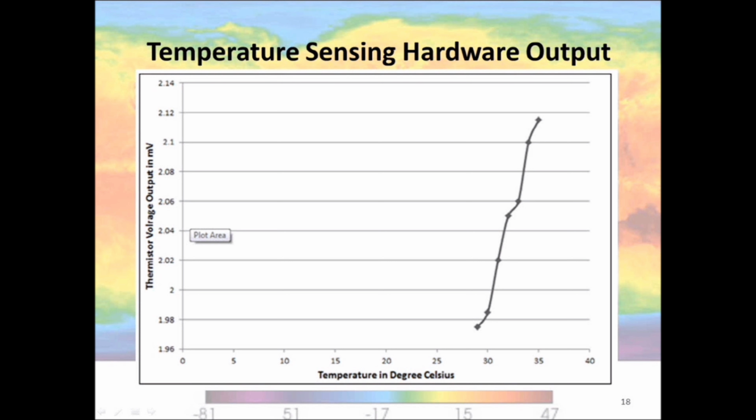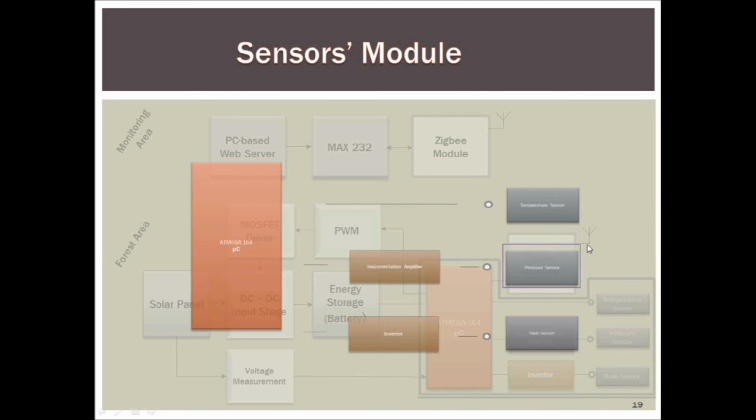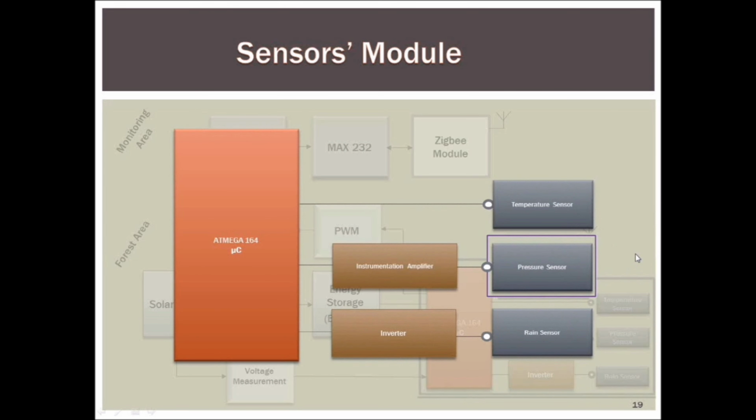That is, different temperatures are given directly to the thermistor, and their corresponding voltages were taken. Now as the voltage increases, from this graph we can see that the temperature increases. Now the temperature sensor is over.